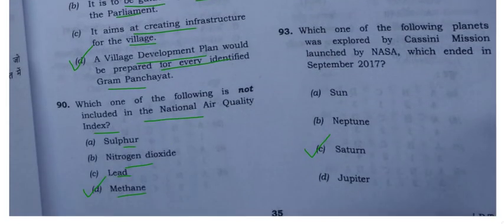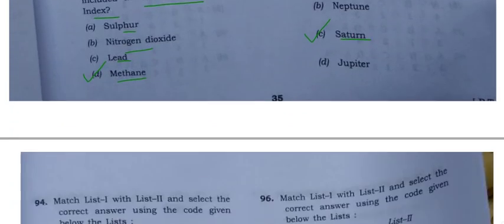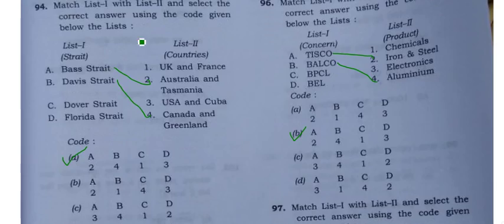And 93rd one. Which one of the following planets was explored by Cassini mission, launched by NASA, which ended in September 2017? So it's actually Saturn. Okay, Cassini mission. Let's talk about 94th one. Match list. This is matching.